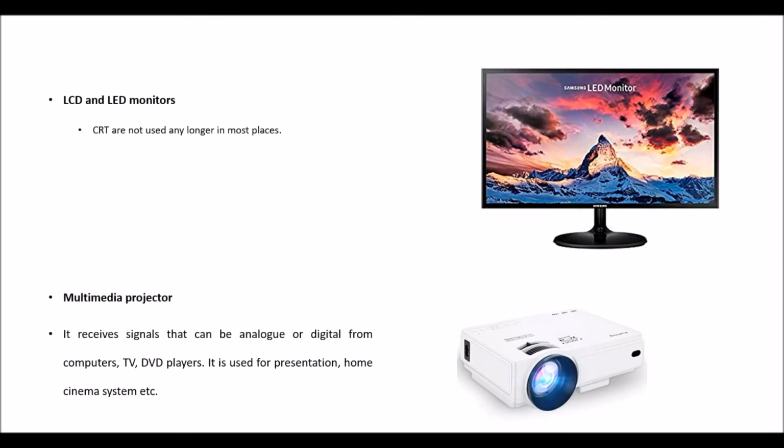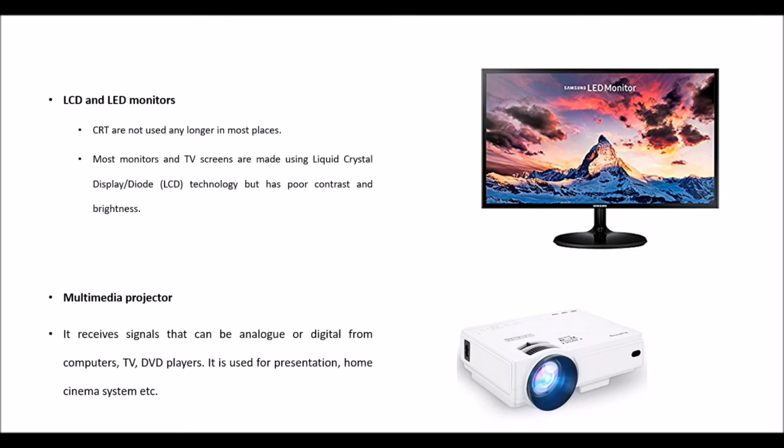The first thing: CRT, cathode ray tube, are not used any longer in most places. Most monitors and TV screens are made using liquid crystal display, that's what we call LCD technology. However, it has poor contrast and brightness. LCD screens are not that bright. That's the problem. Because of that, they introduced what we call LED, light emitting diode.